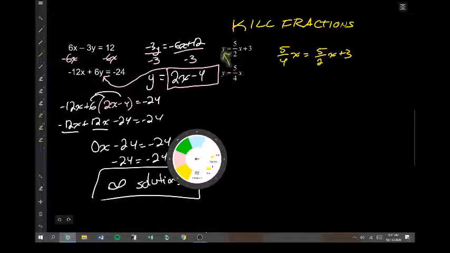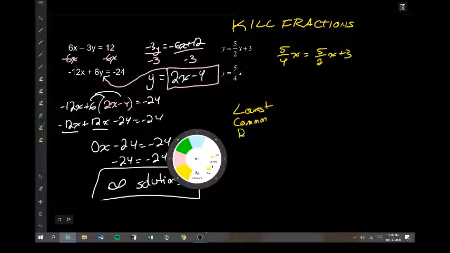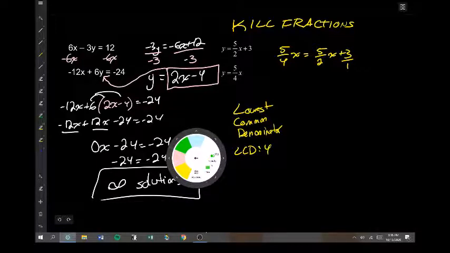Now, I want to kill the fractions. The question is, what is the lowest common denominator? Well, think of this as the fraction 3/1. Okay, every number is actually a fraction, so take every non-fraction and make it a fraction right now. 1, 2, and 4 all go into the number 4. So the lowest common denominator, which we call an LCD, is the number 4. I need to make every single number have the denominator of 4.